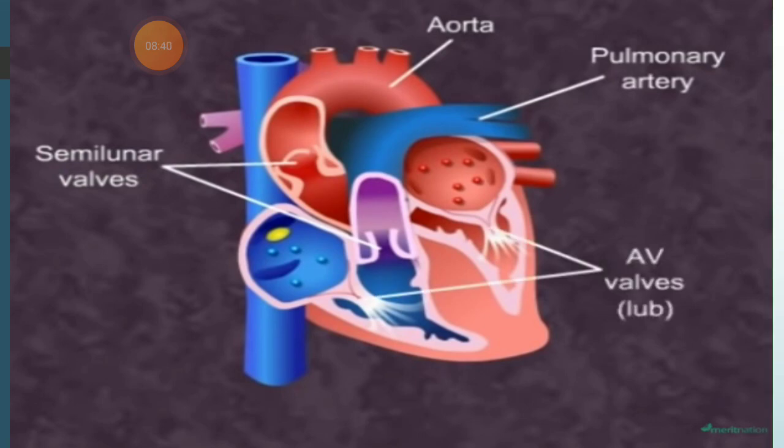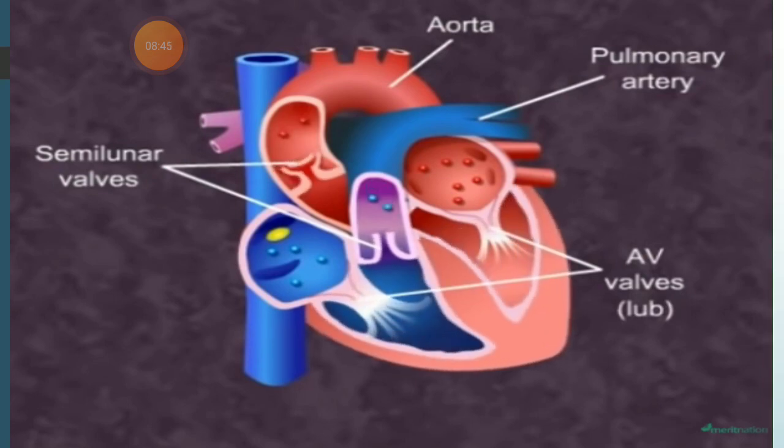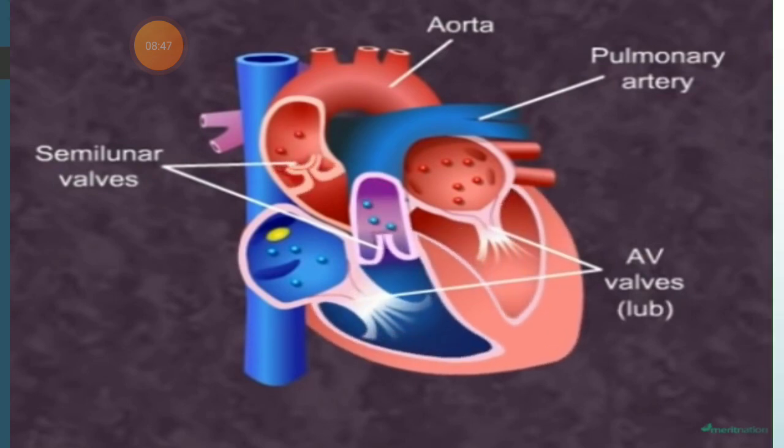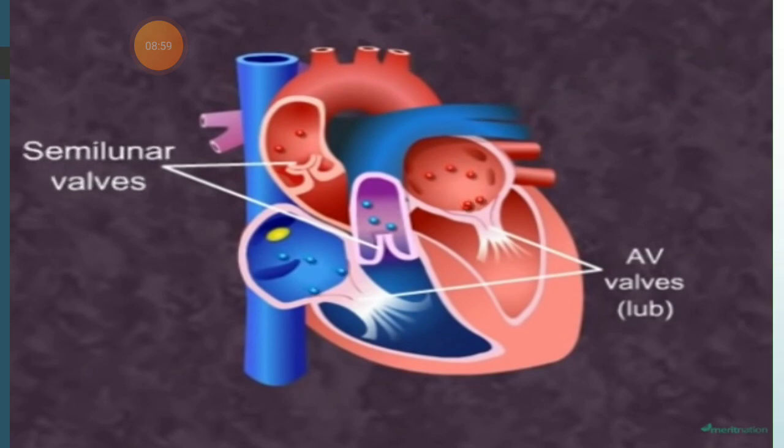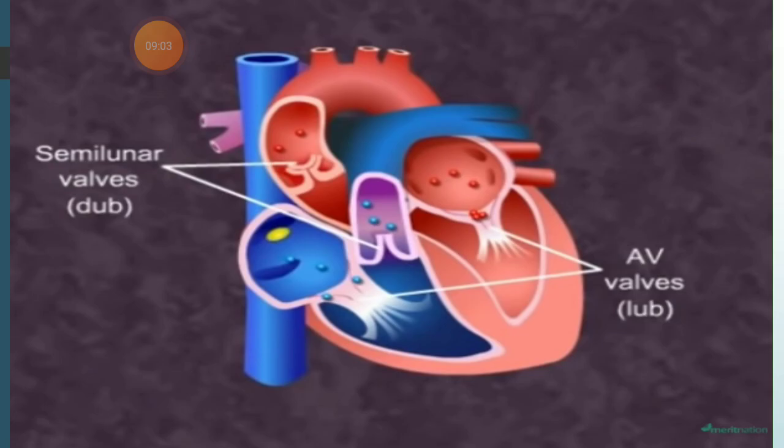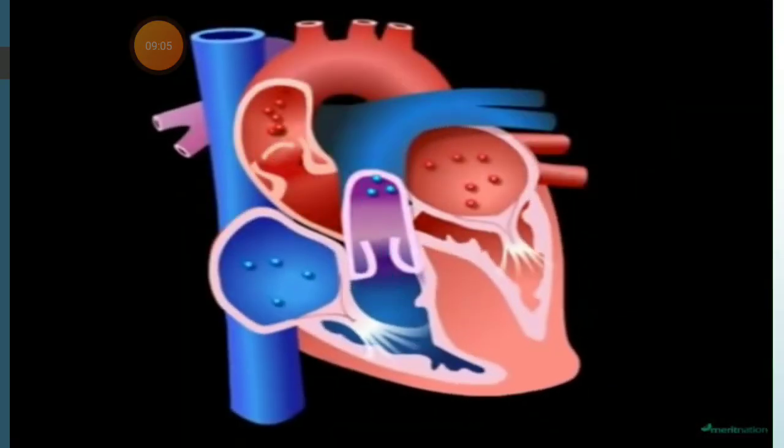Now the semilunar valves close. That is the dub sound. The heart creates two sounds. The lub sound is longer. The dub sound is shorter. Semilunar valves closing makes the dub sound.